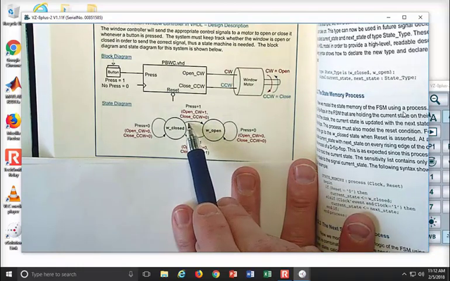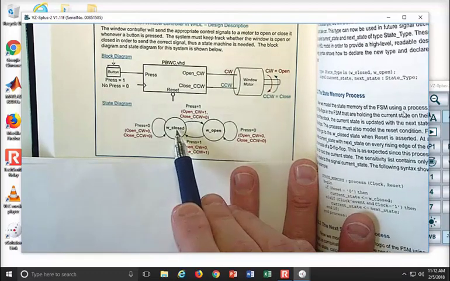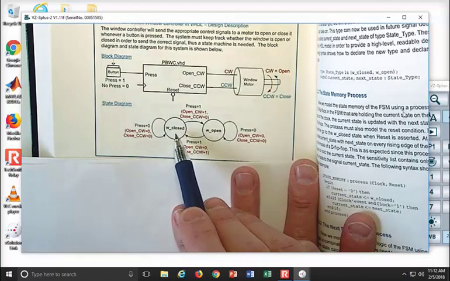If I get a press, I'm going to take this path right here, and when I take that path, it's important to note that I have seen a press. I need to do something to the outputs. But it was based upon not only did I get a press, but I came from this W closed state. If I'm in closed and I get a press, what do I want to do to the window? I want to open it.